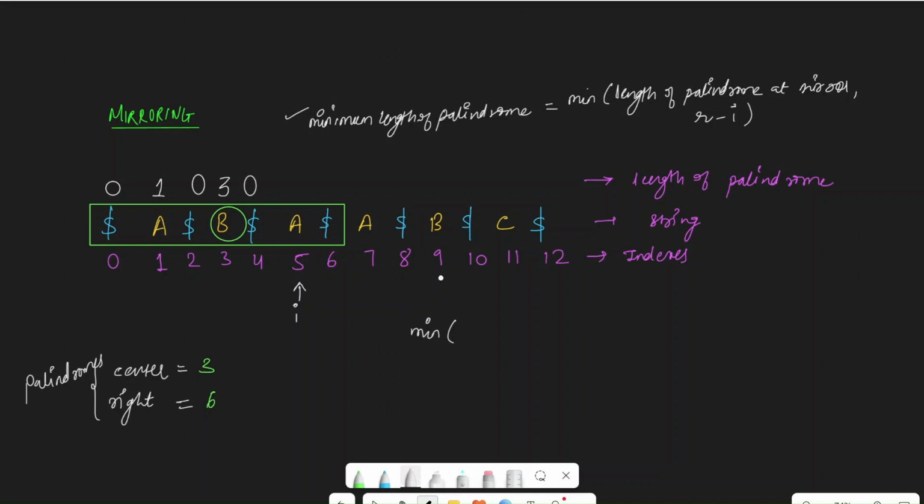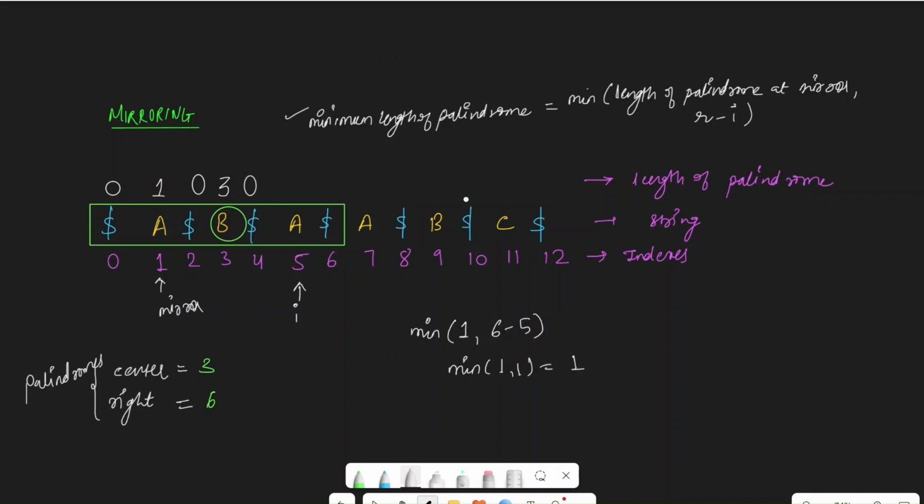The answer would be equal to the minimum of, what is the mirror of this index 5? This index 5 is 2 on the right of our current center. So its mirror would be 2 on the left of the current center. So the mirror would be this location. What is the length of the palindrome at the mirror? It is equal to 1. So the minimum of 1 comma r minus I. So r is 6 minus I, so the minimum of 1 comma 1, which will be equal to 1.